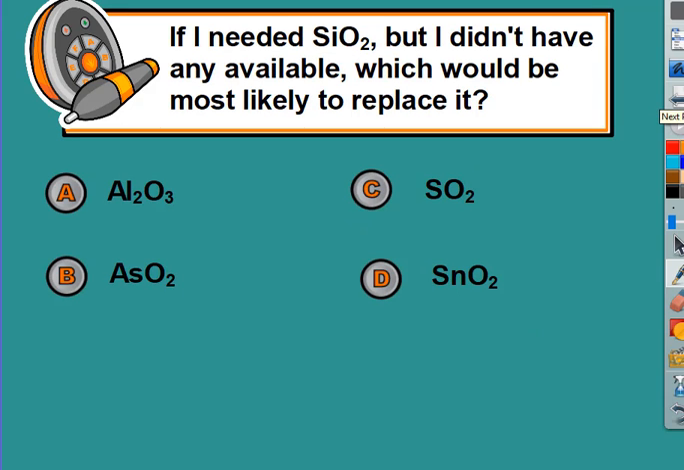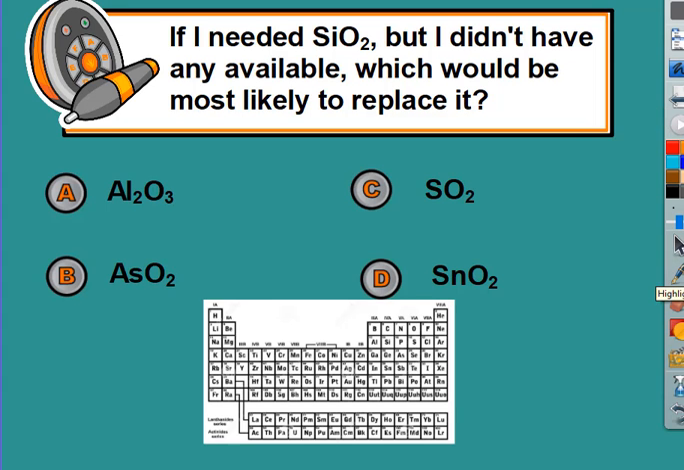You can pause the video and answer this one. So if you look at the answer choices, they all have oxygen. So I'm trying to replace silicon. Elements that are in the same column, or the same group, have similar properties. So I'm going to try to find an element that's in the same group as silicon, or the same family. Of the elements given, the only one that's in the same family as silicon is tin. So tin 4 oxide would be the best replacement for silicon dioxide.